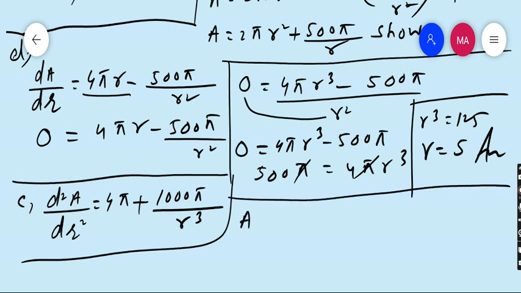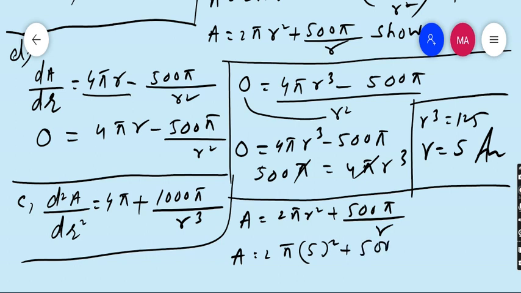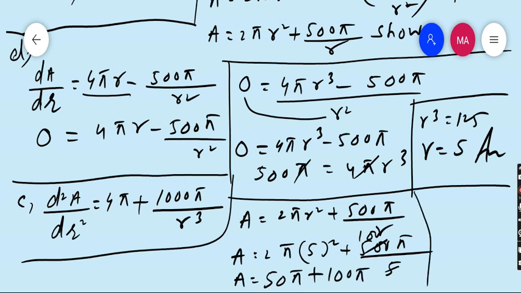What is A? We have found 2 pi r square plus 500 pi upon r. A is equal to 2 pi r square, r we have found is 5, so 5 square, plus 500 pi upon r, which is 5. So A is equal to 25 times 2 is 50 pi plus 5 ones are 5, 100 pi. A is equal to 100 plus 50, which is 150 pi. This is the final answer.